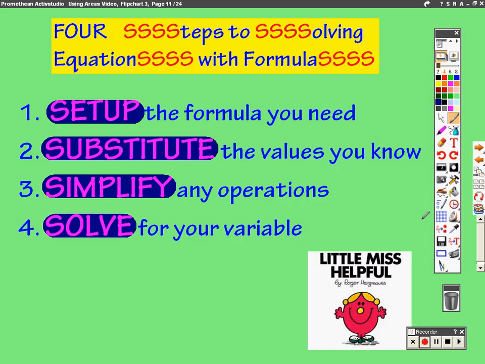I tell my class there are 4 helpful steps to solving equations with formulas. Olivia, why don't you tell us what they are? The first one is set up the formula you need, and substitute the values you know, and then simplify any operations. And of course, at the end, solve for your variable.